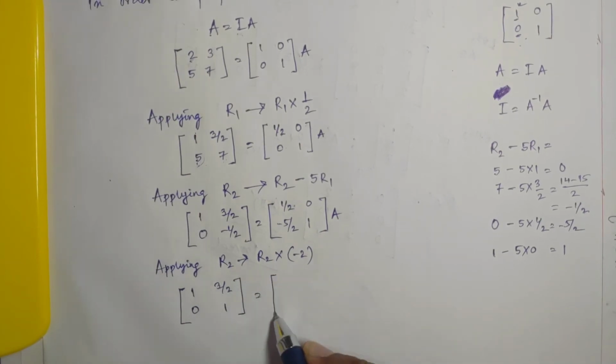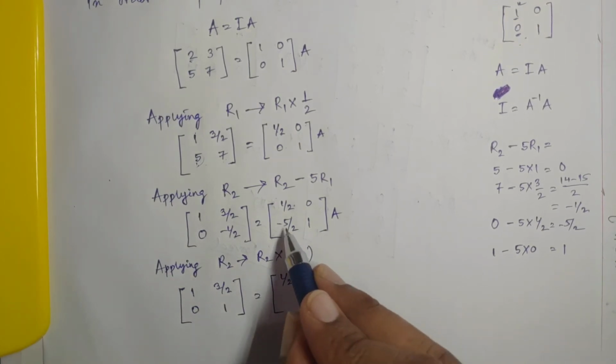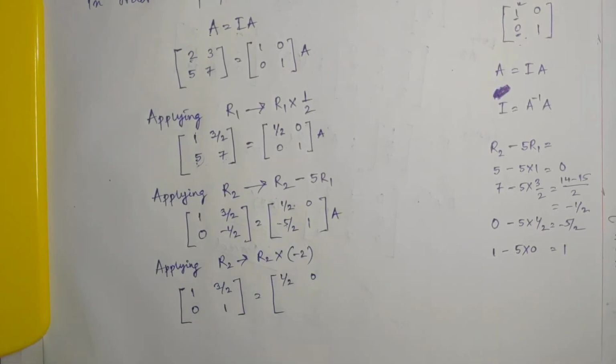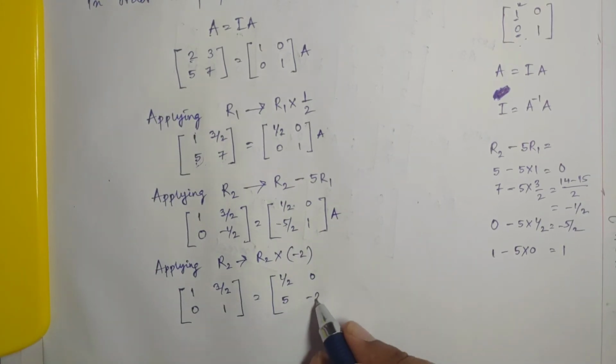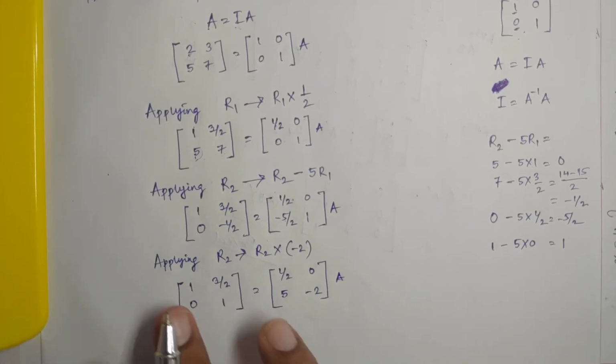Now same thing, I will multiply this one. R1 element will remain same. If I multiply minus 2 with this one, minus 1 will become plus. 2 and 2 get cancelled, so it is 5. And here it will be minus 2, A. Understood? So 3 elements are done.